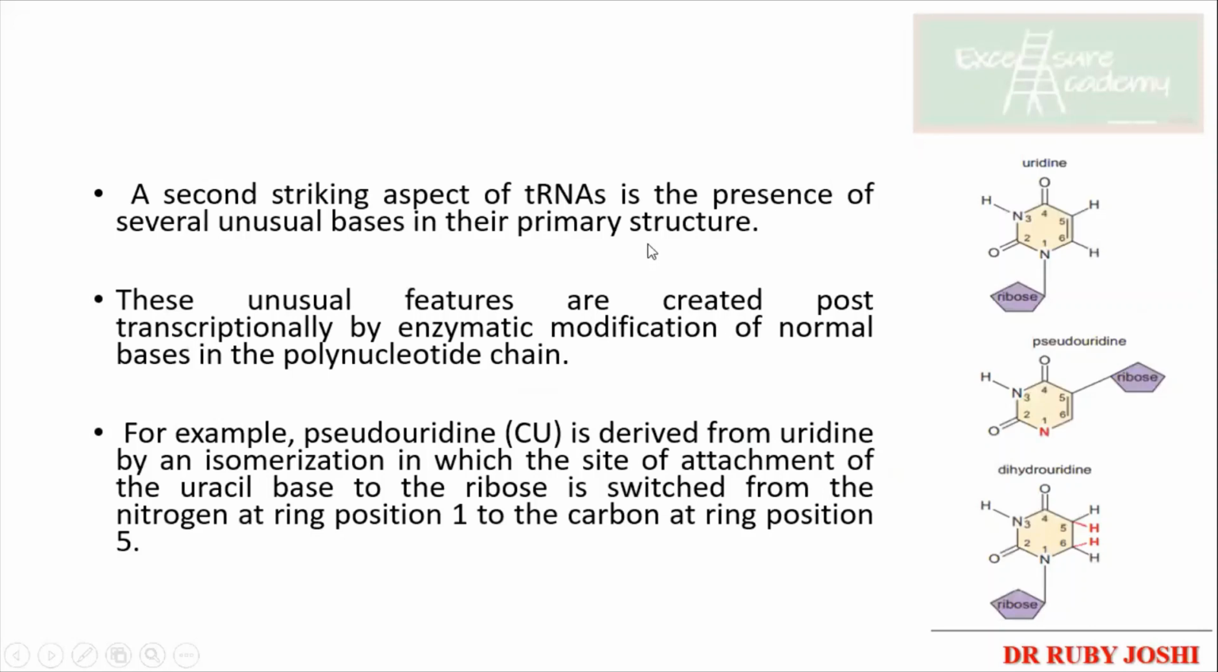Now, the second feature of tRNA is the presence of several unusual bases in their primary structure, for example pseudouridine and dihydrouridine. What is their function? It has been observed that these are not helping in codon recognition, but they do help in the function of the tRNA molecule, eventually enhancing the translation process. These unusual bases are created post-transcriptionally by the enzymatic modification of normal bases in the polynucleotide chain.